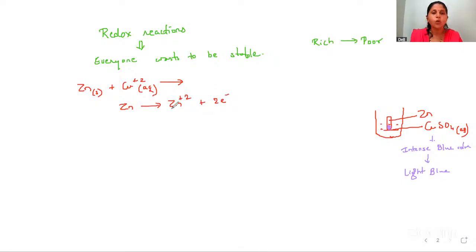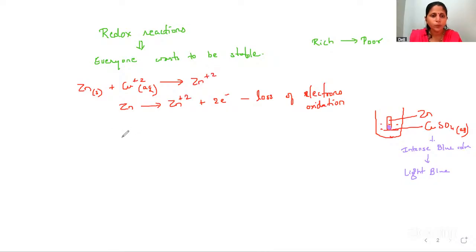So what type of reaction is this? This is loss of electrons. So what do we call loss of electrons? Loss of electrons means it is giving electrons, yes or no? It is oxidation, right? Fine. Then Zn becomes Zn+2.